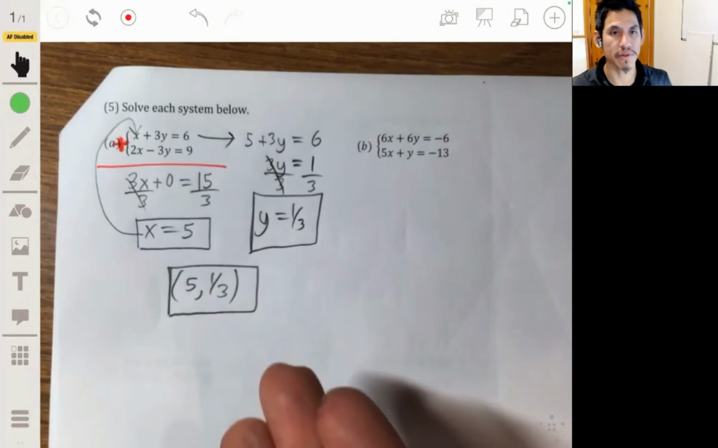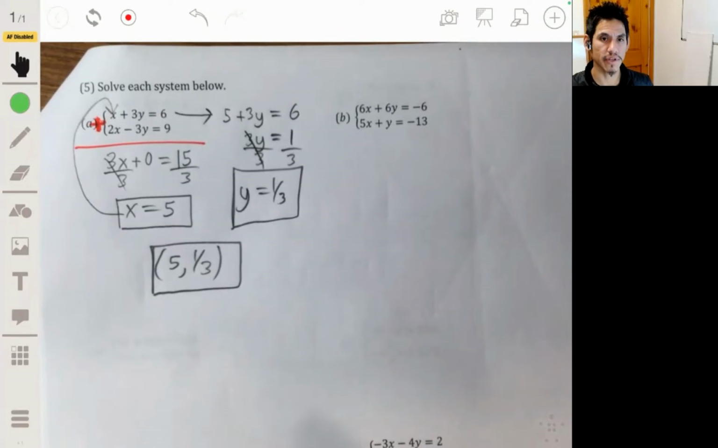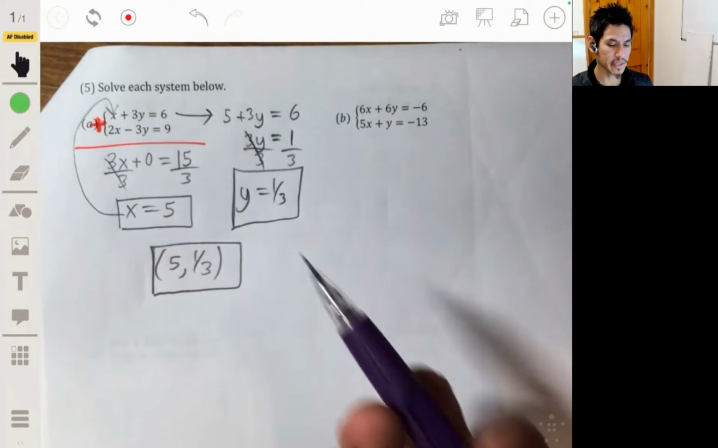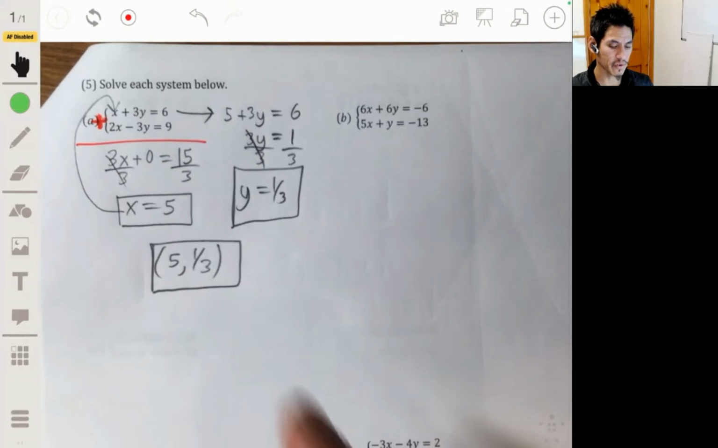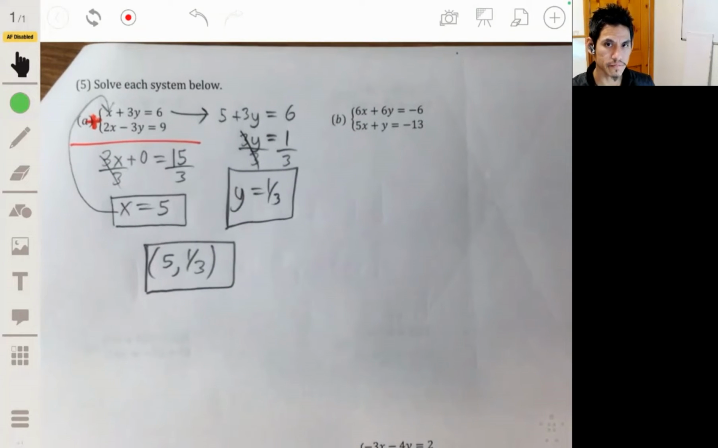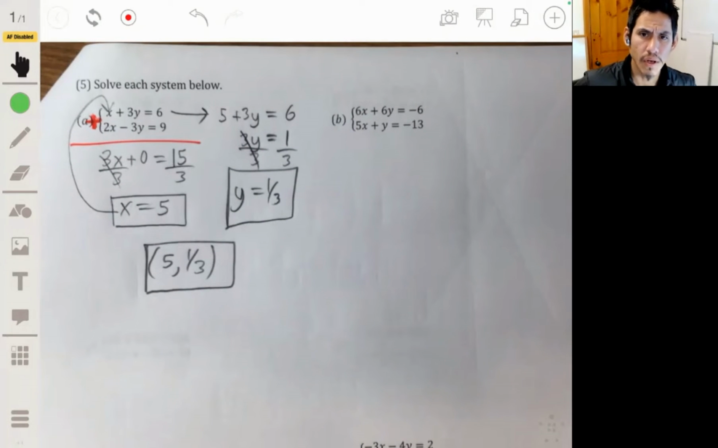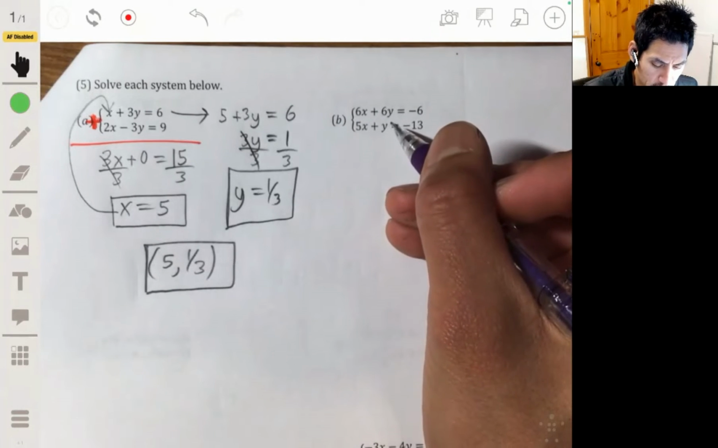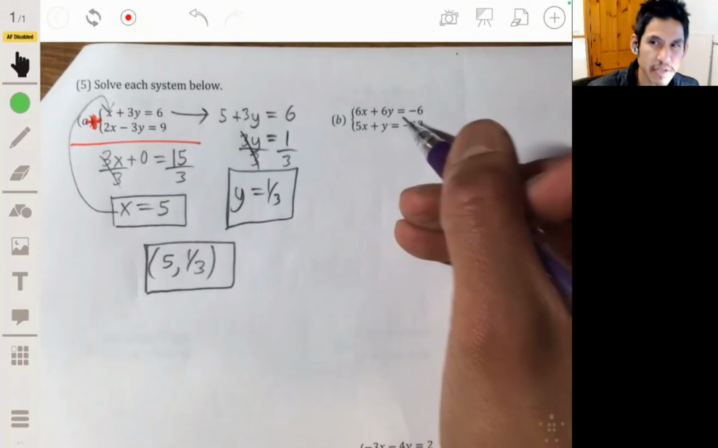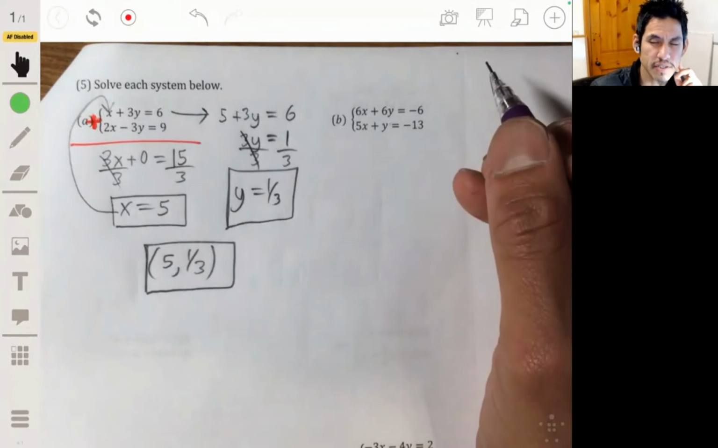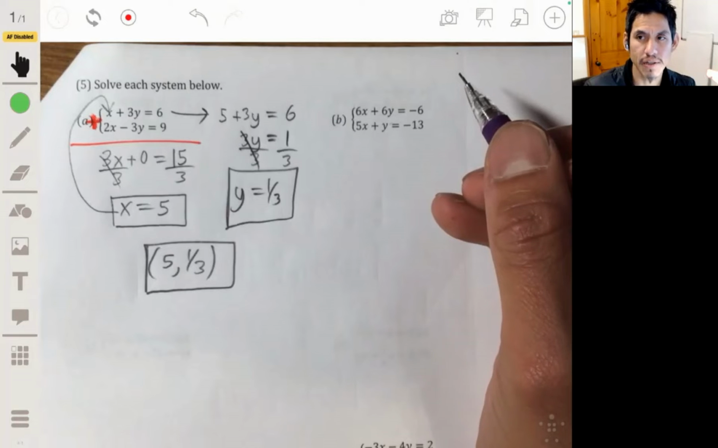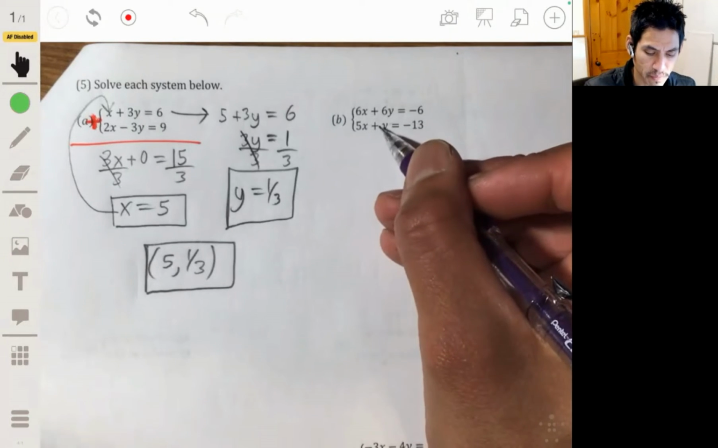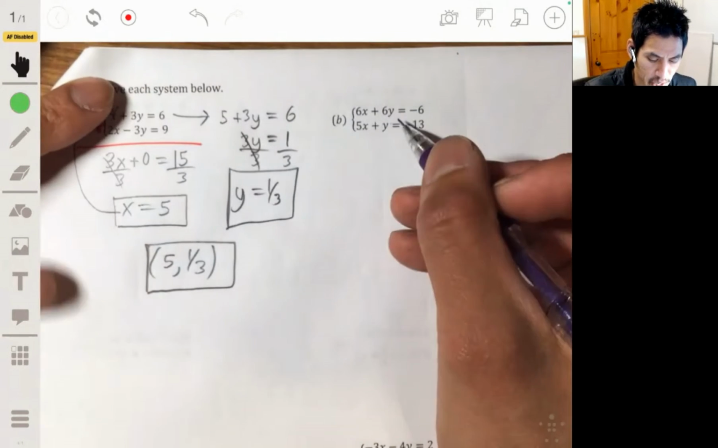And again, don't forget what this means conceptually or graphically. This means that if you were to graph these two lines, they would intersect at the point 5, 1/3. All right, next one. So here, you could argue that it's probably quicker to do substitution. From what I understand, technically computers use elimination because it's usually always going to require less work, but sometimes you want to avoid dealing with bigger numbers, but it doesn't matter.